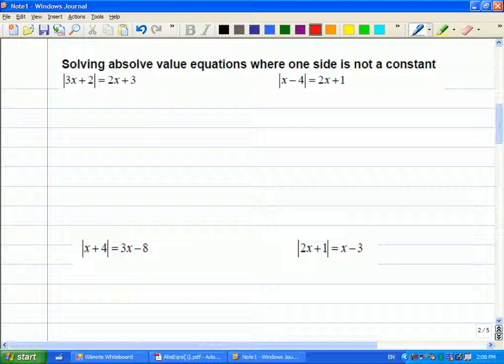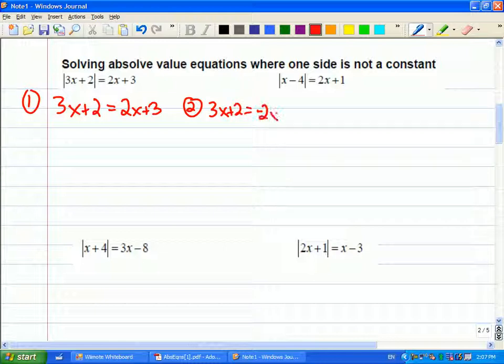So we're going to take a look at the picture after we solve it. Let's try and solve it the way we did last time, which was to say there's going to be one answer when it's positive and one answer for the negative. So we still have two equations like we did before. 3x plus 2 is 2x plus 3, and another equation which will be 3x plus 2 is negative 2x minus 3.